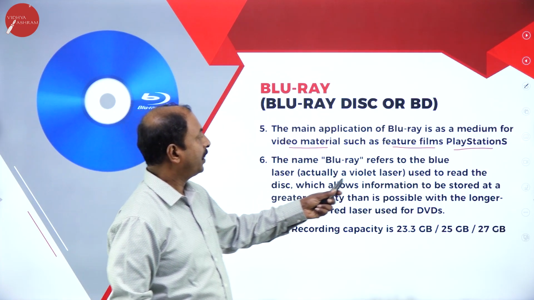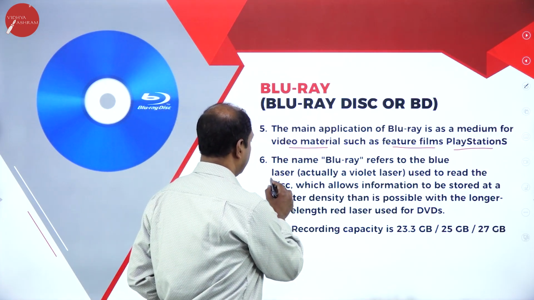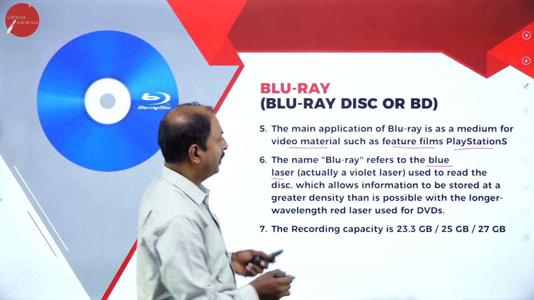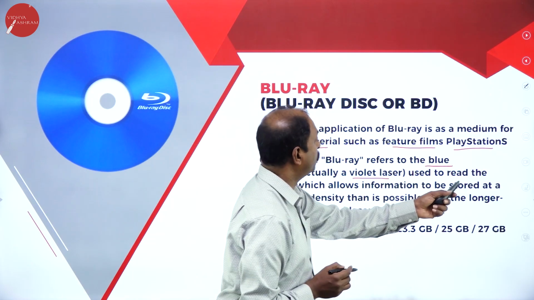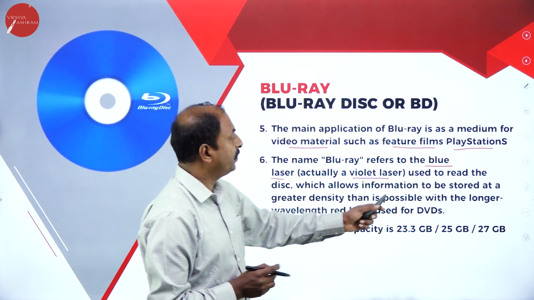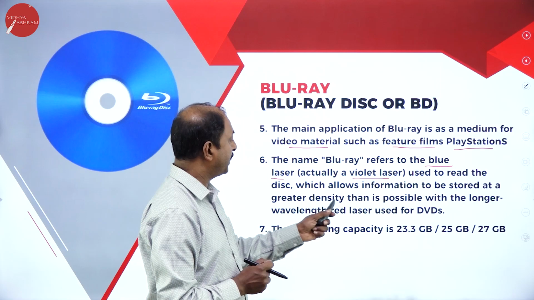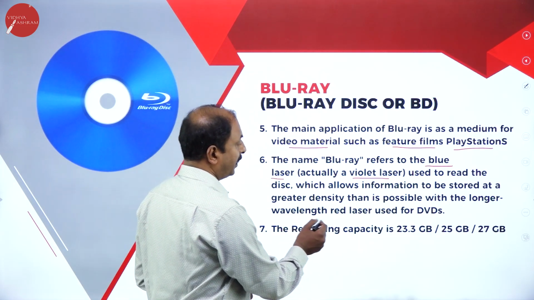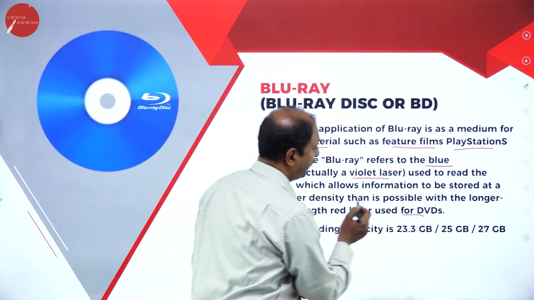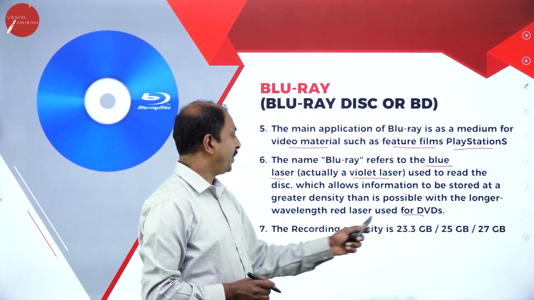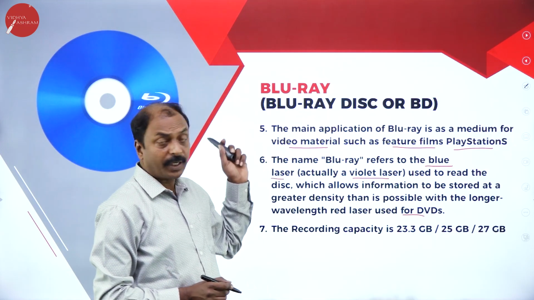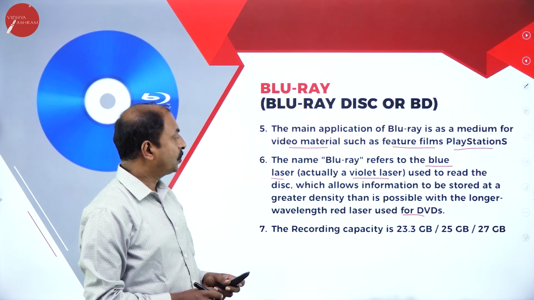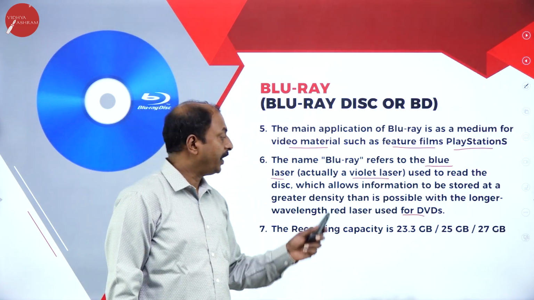The name Blu-ray refers to the blue laser. This is a specialty of it. A blue laser, nothing but a violet laser, is used to read the disc, which allows the information to be stored at a greater density than is possible with the longer wavelength red laser used for DVDs. So in DVDs we use a red laser, and in the Blu-ray disc we use a blue or violet laser for storing data and information.